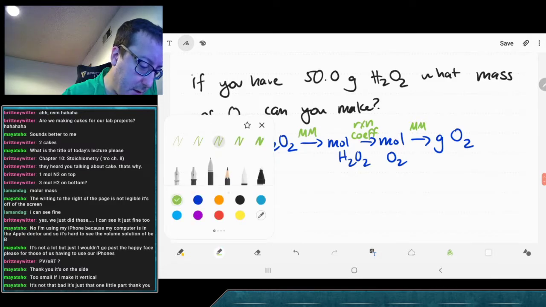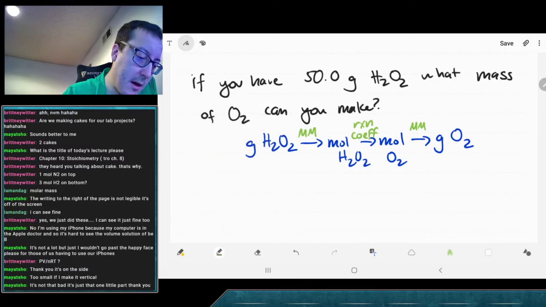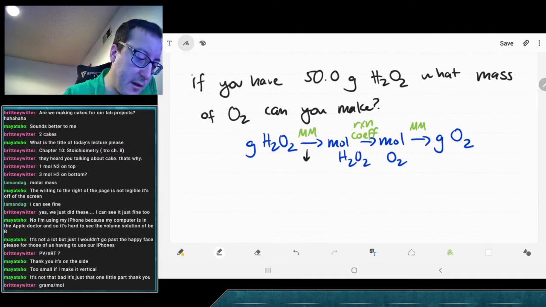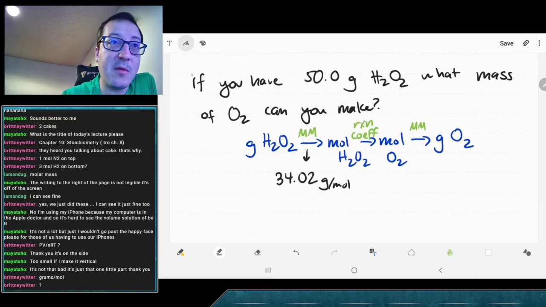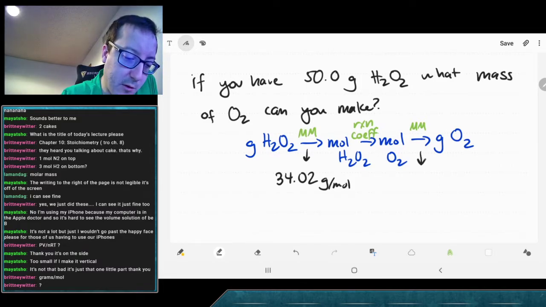Alrighty, so let's go ahead and do this. I'll just tell you the molar mass of hydrogen peroxide is 34.02 grams per mole. Yeah, grams per mole, exactly. And then this one is, of course, 32 grams per mole.